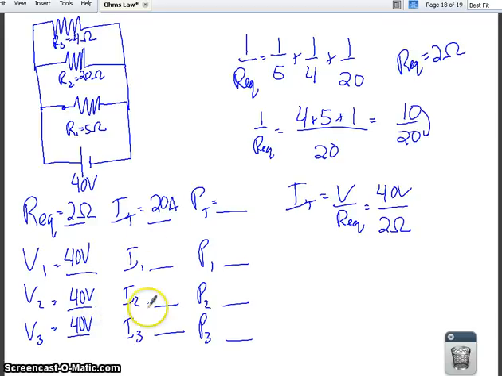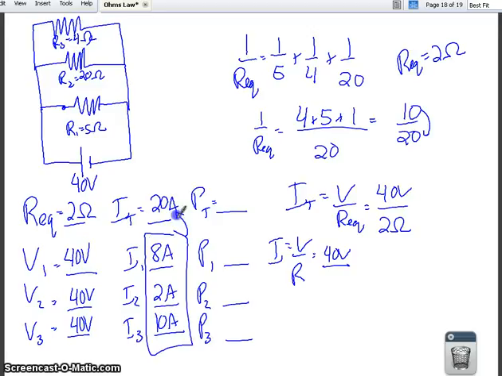Now we need to find current for each one. Current is going to equal V over R for each one. So it's going to be 40 volts divided by 5, that's going to be 8 amps. 40 volts divided by 20, which is going to be 2 amps, and then 40 volts divided by 4, which is going to be 10 amps. Notice all three of these add up to the total current. Current is divided in each branch.